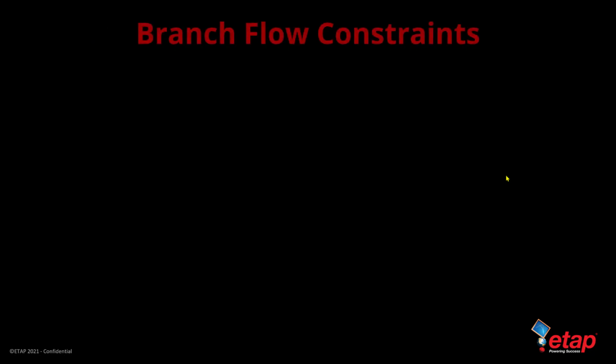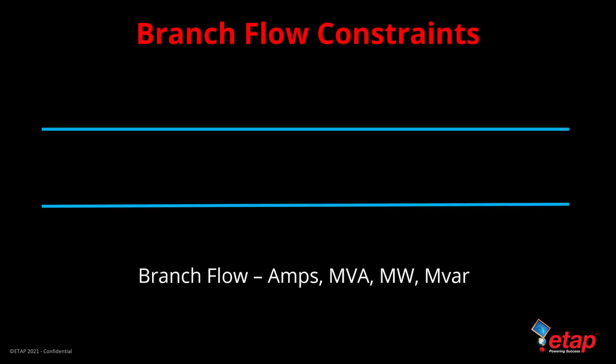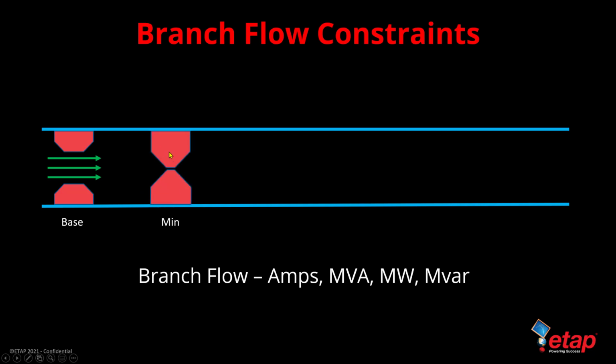So let's take a look at the other type of constraint, which is branch flow constraint. The branch flow constraint can be applied in terms of amp flow or current flow, MVA, megawatt, or megavar. If you take a look at a pipe which represents the power flow in our electrical system, we can define our branch flow constraint with a base value. The base value could represent the rating or the capacity of the component, which could be a cable, line, transformer. We can define the branch flow constraint on the minimum side as constrained to 0, which means there is no flow allowed in this particular branch, line, cable, or transformer.